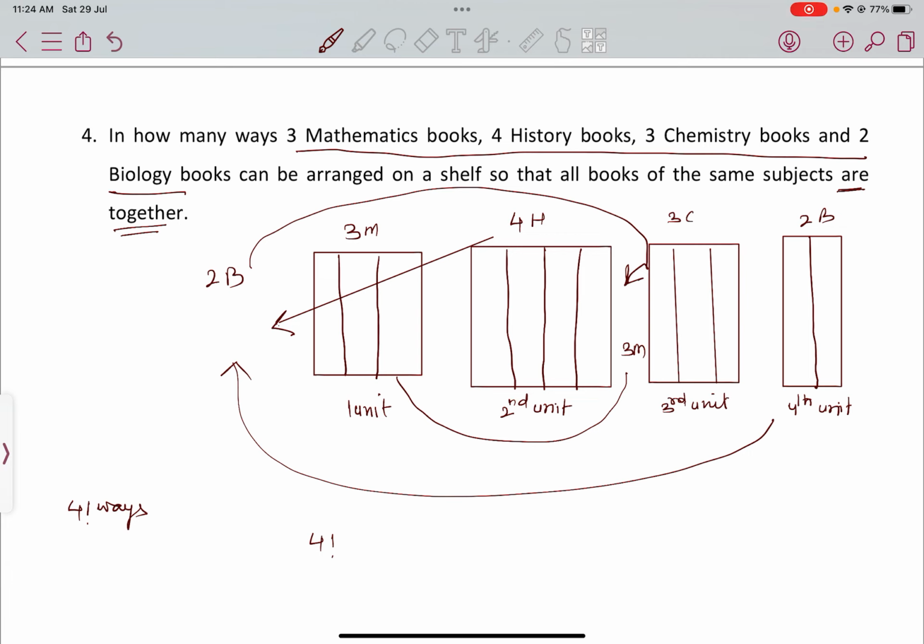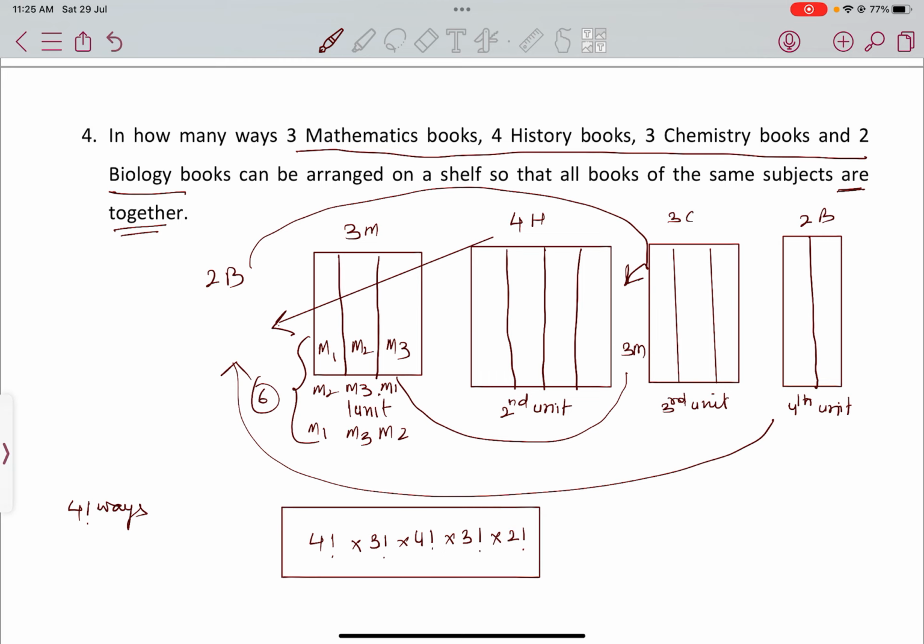So you can arrange by considering every subject's books as a single unit in 4 factorial ways. Then arrange 3 mathematics books in 3 factorial ways. Suppose these are M1, M2, M3 books. You can arrange M2, M3, M1, or M1, M3, M2, or any other way, 6 ways. And 4 history books in 4 factorial ways, 3 chemistry books in 3 factorial ways, and 2 biology books in 2 factorial ways. So this is the number of ways you can arrange them.